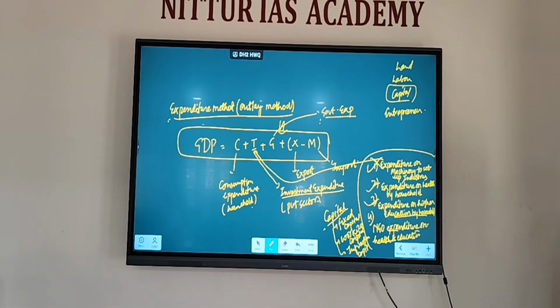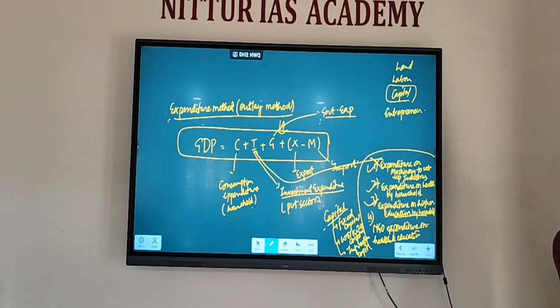I require railways to send goods to different parts. I may even require ports to import and export. So that is going to be which type of capital? Infrastructure capital. The more infrastructure capital the government will create, the more will be the growth of industries. Clear?